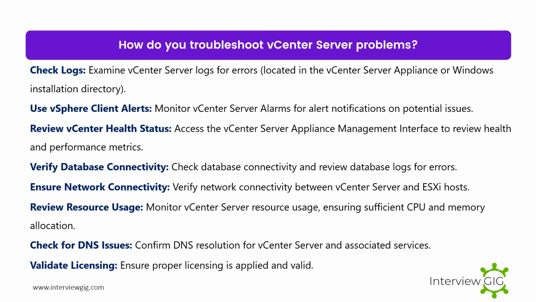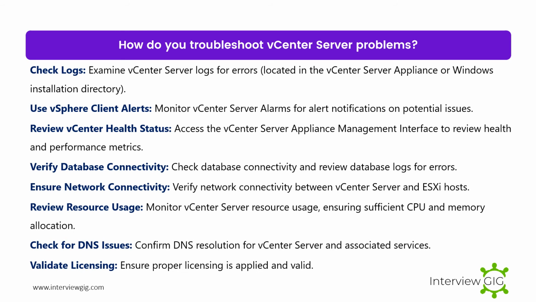How do you troubleshoot vCenter Server problems? Check logs. Examine vCenter Server logs for errors located in the vCenter Server Appliance or Windows installation directory. Use vSphere Client alerts. Monitor vCenter Server alarms for alert notifications on potential issues. Review vCenter health status. Access the vCenter Server Appliance Management Interface to review health and performance metrics. Verify database connectivity. Check database connectivity and review database logs for errors.